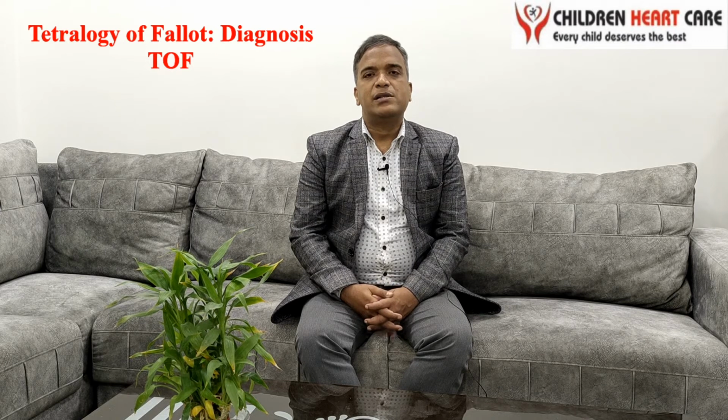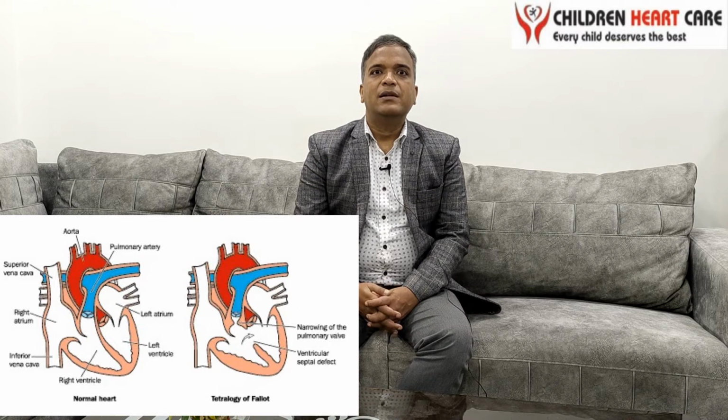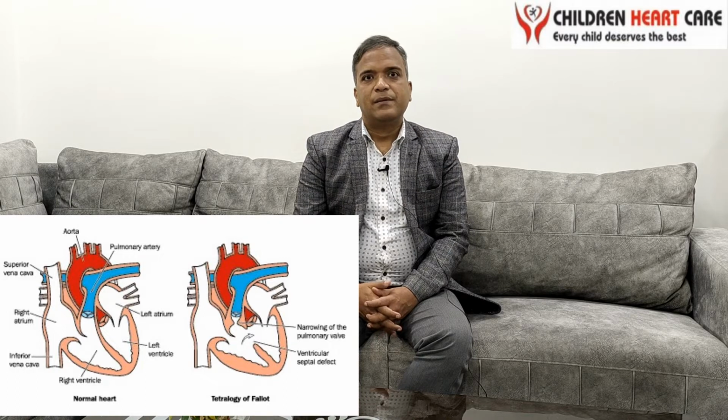We can do serial ultrasound imaging from 18 weeks onward till 24 weeks of gestation. By doing ultrasound examination, we can diagnose tetralogy of Fallot, in which there is a big hole between the two lower chambers of the heart, along with a narrowing or obstruction in the major artery known as the pulmonary artery supplying the lungs.